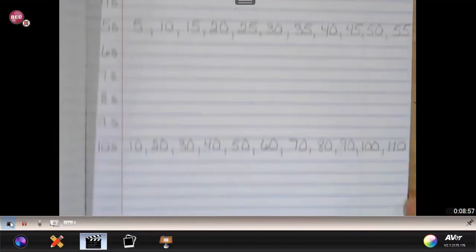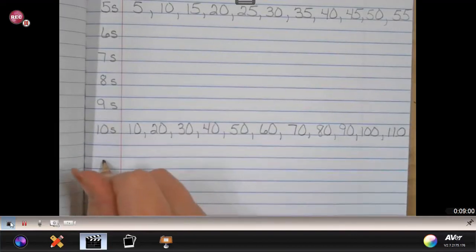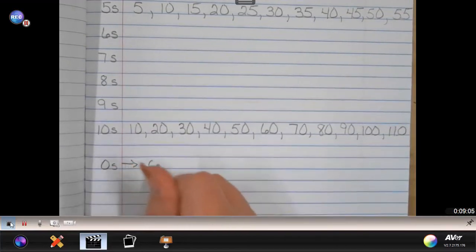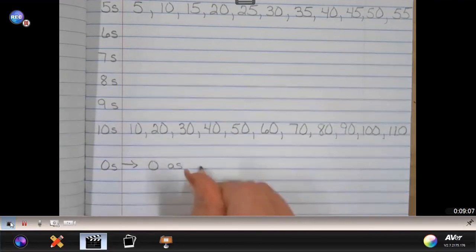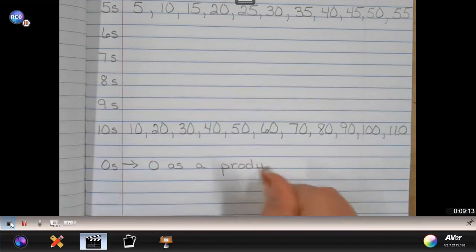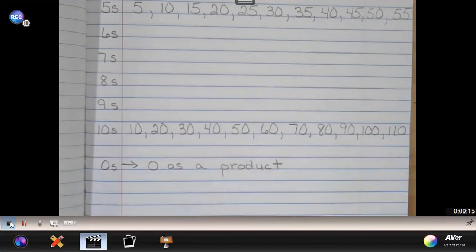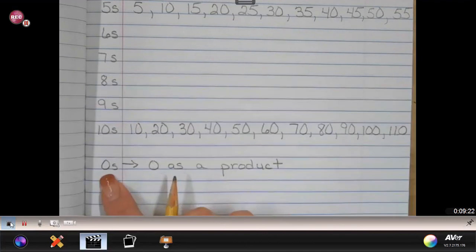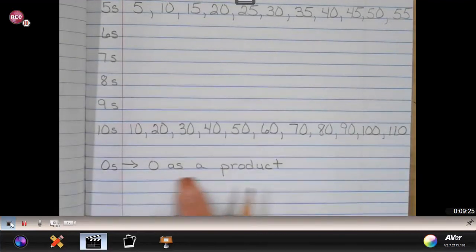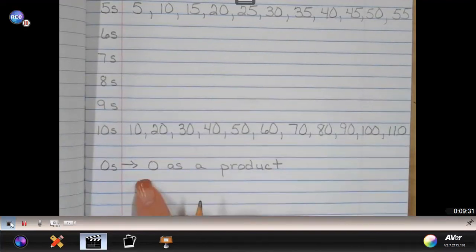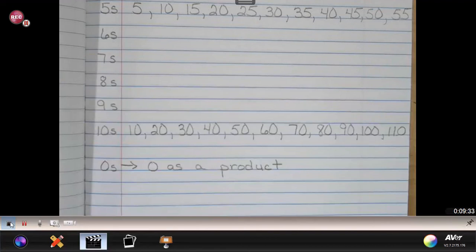So I'm just going to place 0 down here at the bottom. And when we have 0, that tells us that we are always going to have 0 as a product. Because it does not matter how many groups of 0 I add, when we skip count by 0, it's 0. So anytime we have 0 as a factor, 0 as a product is going to be our multiple there. We're going to get 0 as a product.